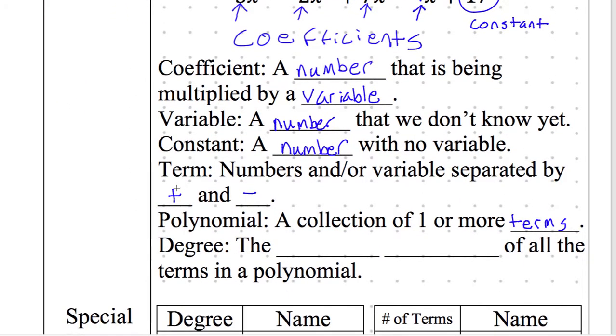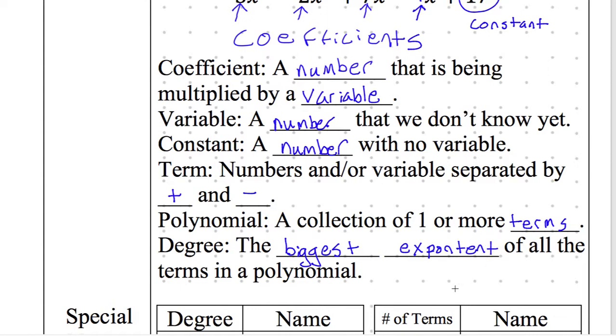So, degree. This is something you might not have ever seen before. What is the degree? It's the what of all of the terms of a polynomial. Has anyone even heard of degree, by quiet raised hand? You don't have to give the definition. I'm just wondering who has heard of this. No? Okay, this is the biggest exponent. It's the biggest exponent of all of the terms.